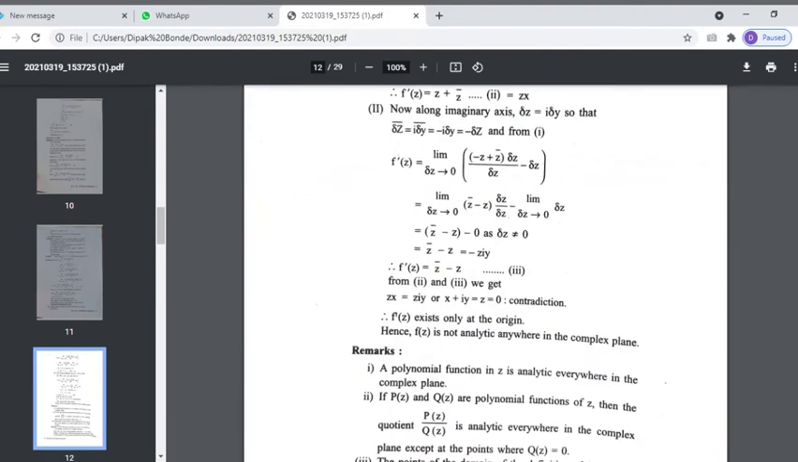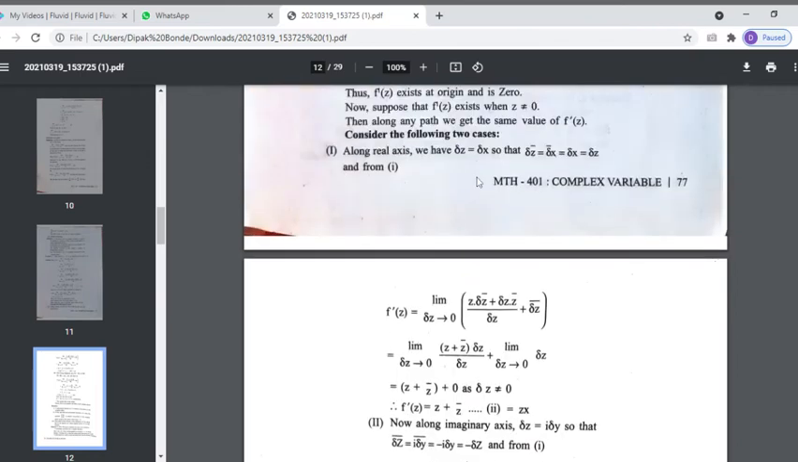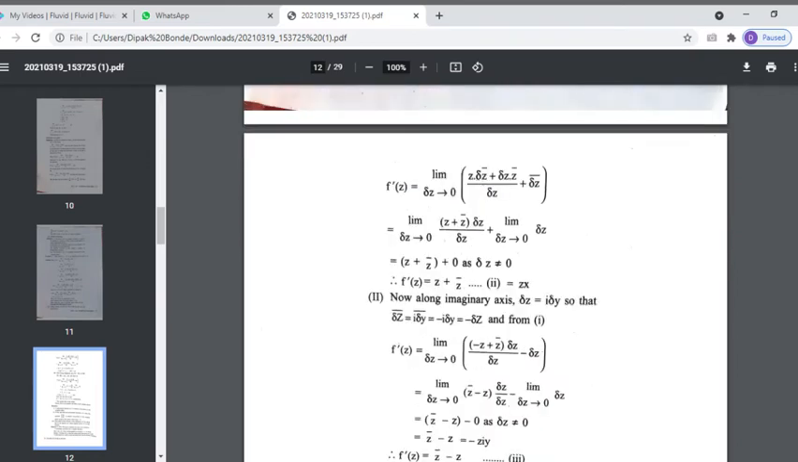So putting all these values, as delta z bar is delta x, if we take delta z common, we get z plus delta z bar into delta z upon delta z. So it becomes limit delta z tends to 0, delta z bar, so z plus z bar plus 0, because this limit is 0 as delta z not equal to 0. So f dash z is equal to z plus z bar for the real axis.